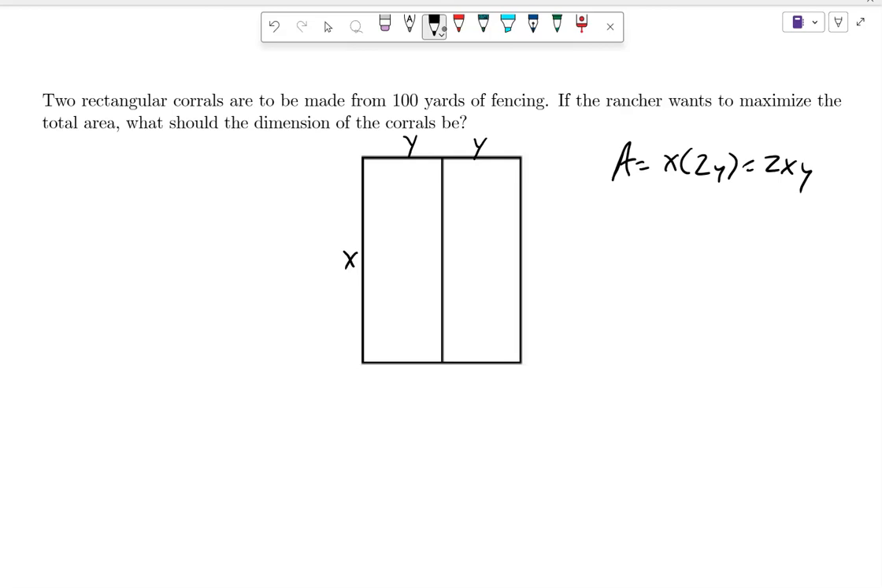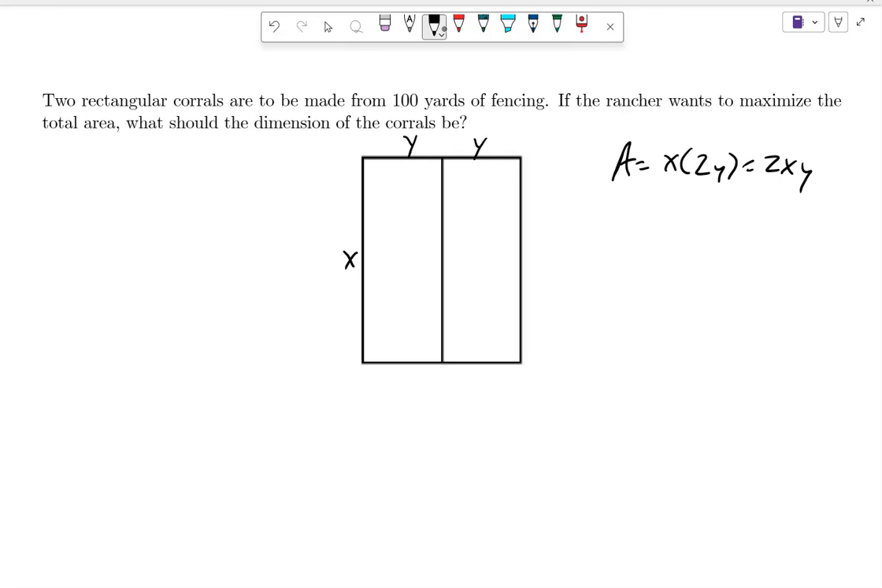Don't we know how much space we have? Not how much space we have, we know how much fencing, right? Okay, so that's what's going to help us get rid of one of the variables in terms of the other. That's exactly right. We need to use some other information. That was where I was going with that.